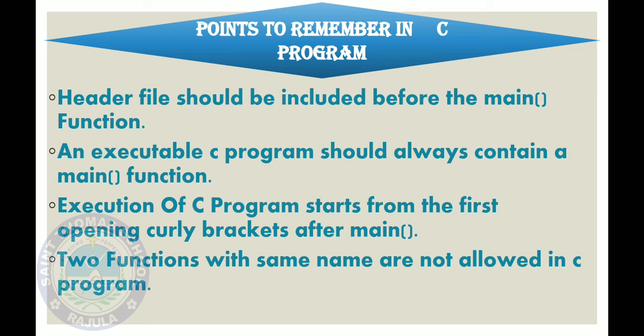We will see an example here, but first we will see the points to remember in a C program, because now we have discussed all the things. First, the header file should be included before the main function. Why are we using the header file? To use the inbuilt functions of C. Then, an executable C program should always contain a main function. Then, the execution of a C program starts from the first opening curly bracket after main.